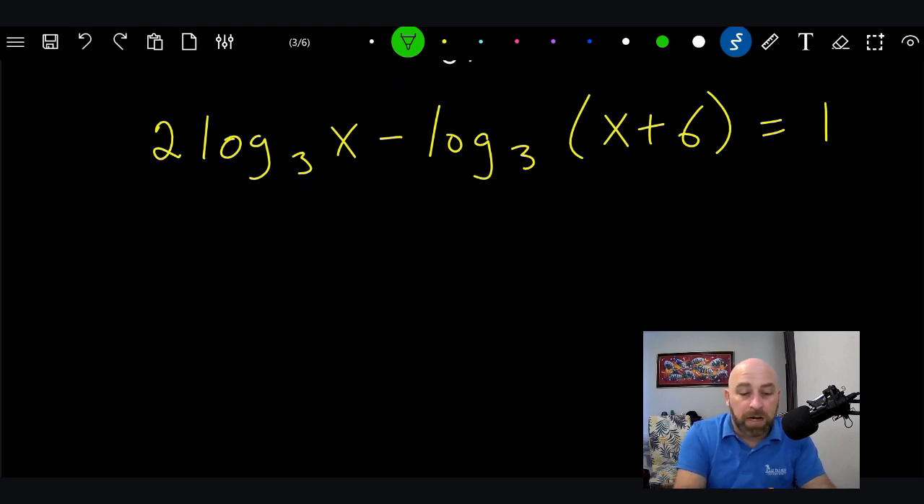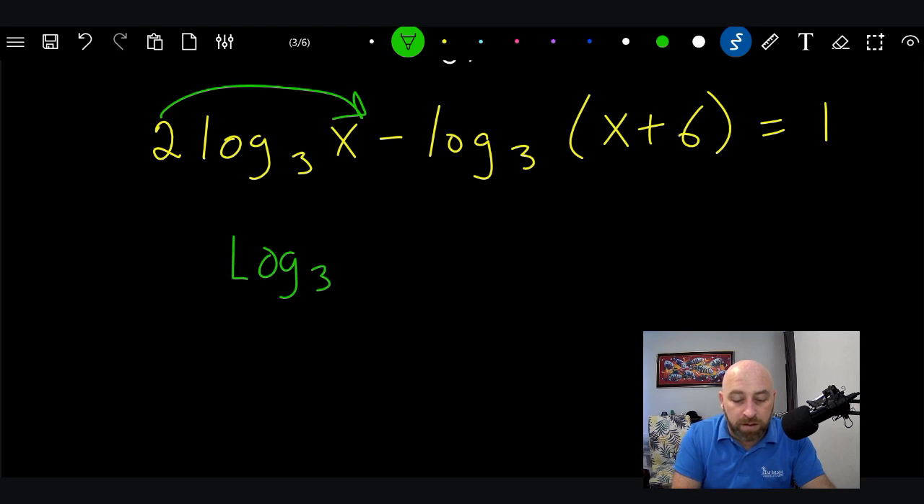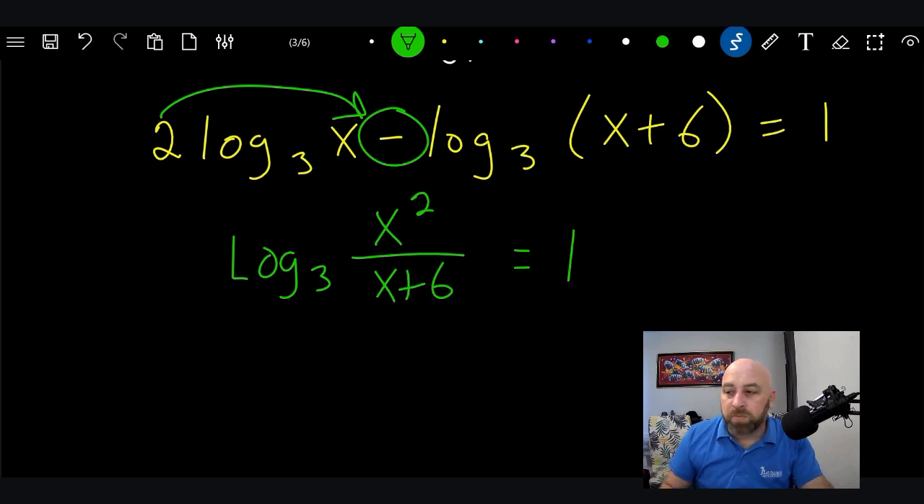Okay. How do we condense it? Well, that 2 goes here to be an exponent. So we get log 3 x squared. This minus means we have a division problem, okay? And then the log 3 is the same here, and it's divided by x plus 6. And that all equals 1 still, all right?